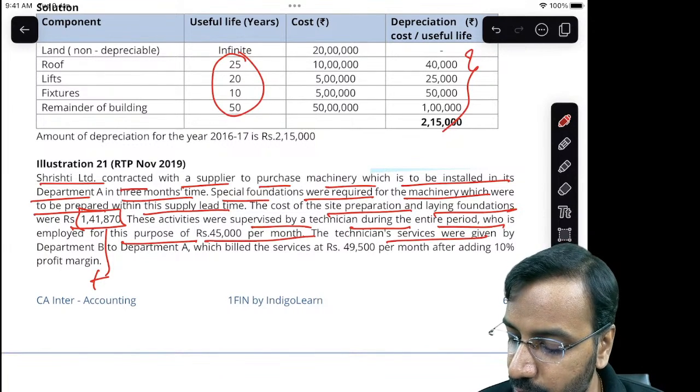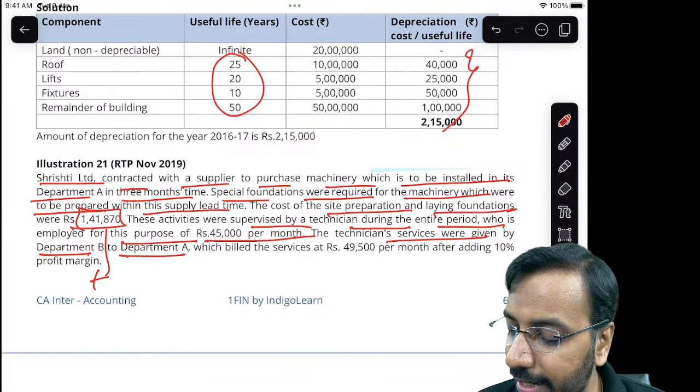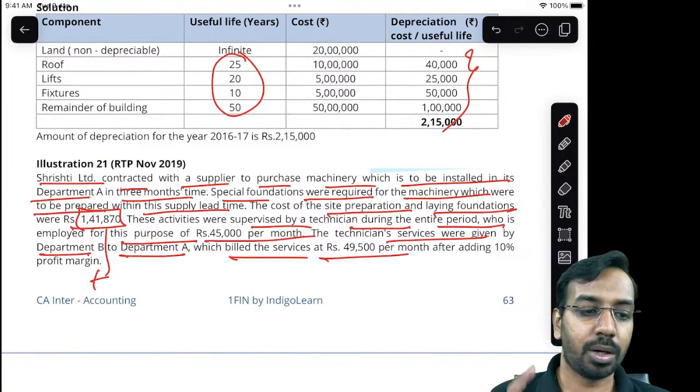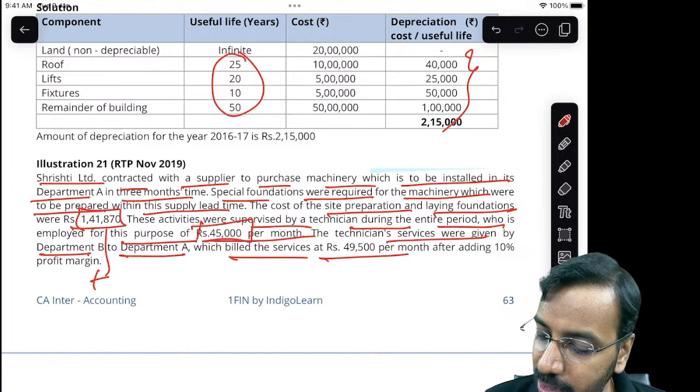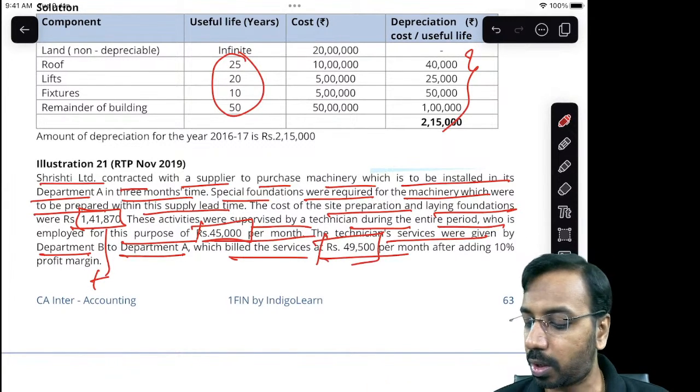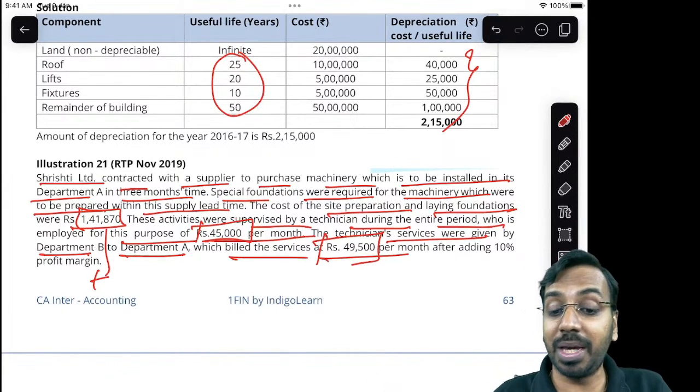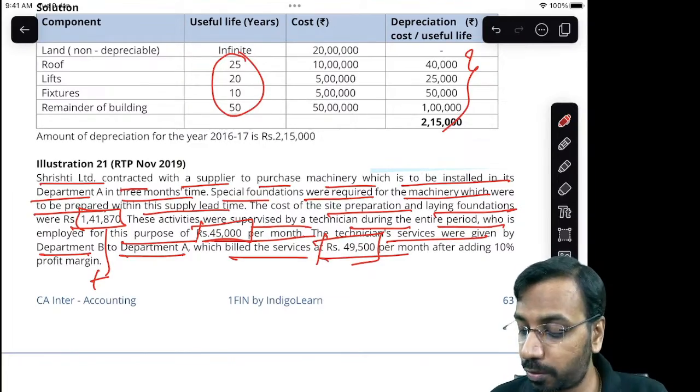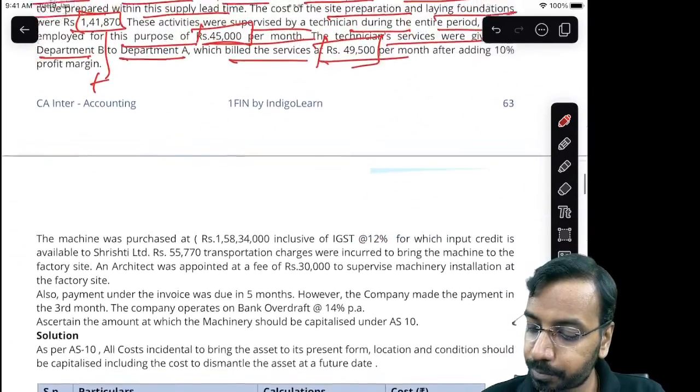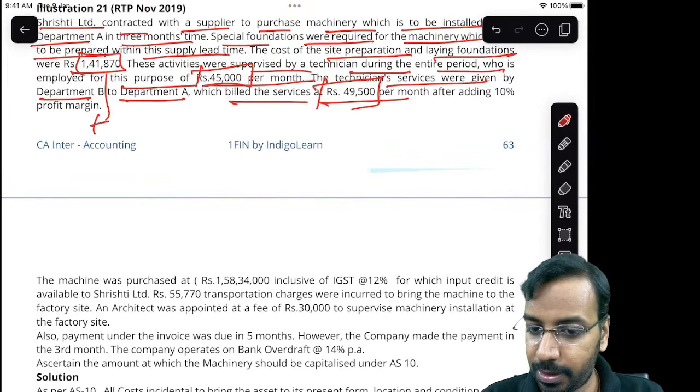Technician services were given by Department B to Department A, which billed 49,500. Now tell me, should I take 45,000 as my cost or 49,500 as my cost? Because Department B has charged me 49,500. Which one should we consider? Then please respond to this.